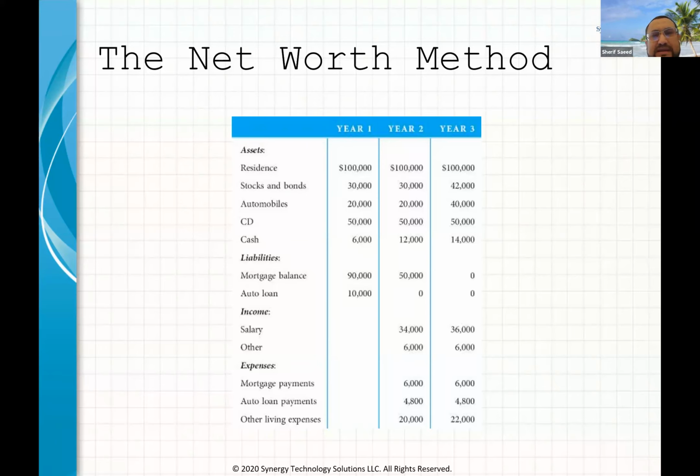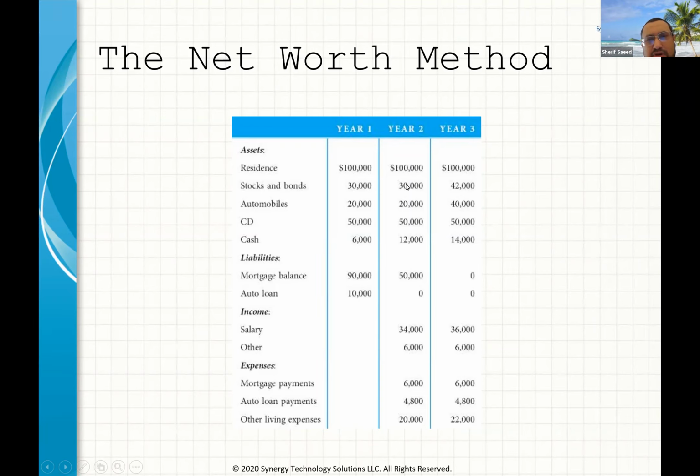So he has a house, $100,000. He has stocks and bonds. He has a car. He has a cash deposit, and CD, basically bond. He has cash for $6,000. He has a mortgage balance of $90,000. He has a $10,000 auto loan. This is in the first year.